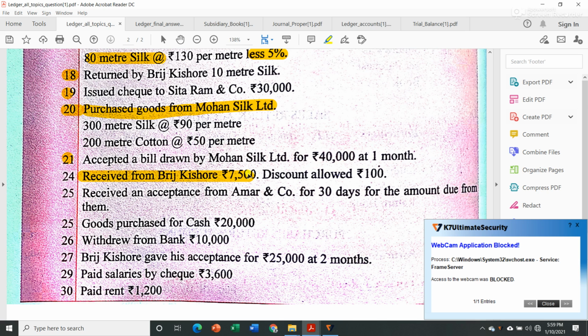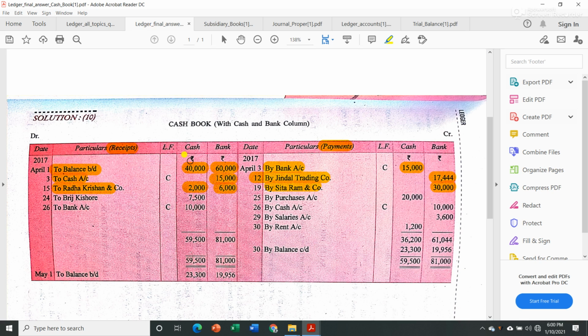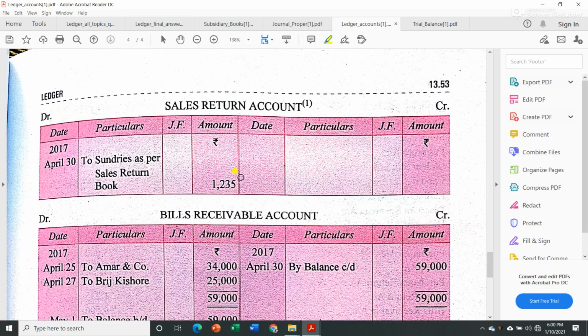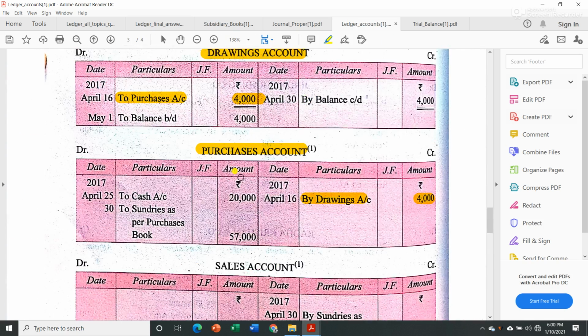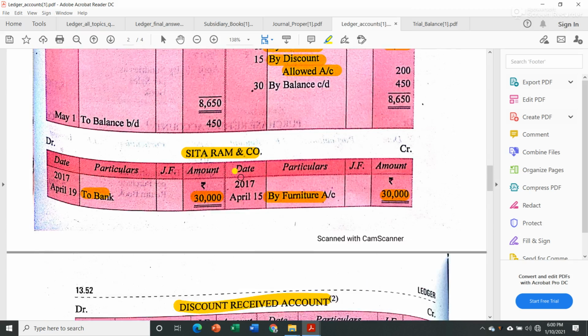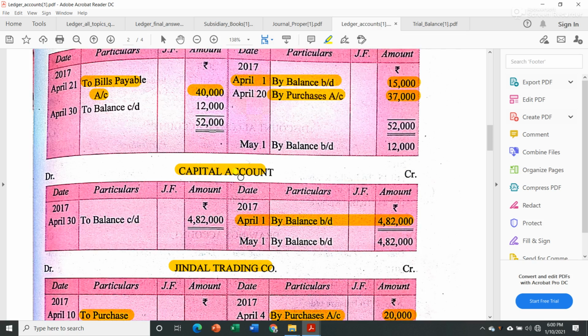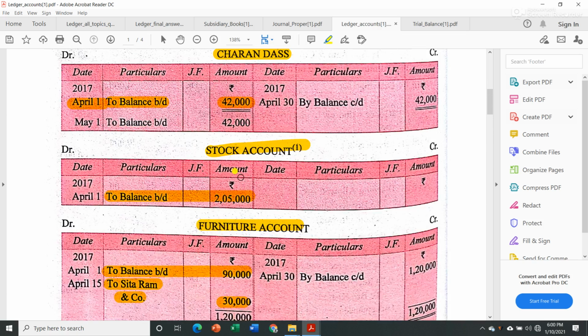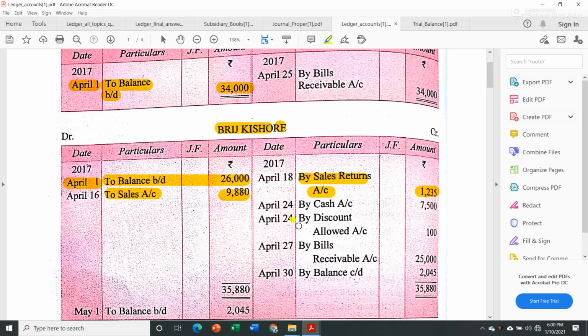Now let us see the next transaction. Received from Bridge Kishore 7,500. Means we received cash, so cash account to Bridge Kishore 7,500. Then in Bridge Kishore's ledger account, where is it? Bridge Kishore's ledger account we will write on the credit side as by cash. Okay, here Bridge Kishore we will write by cash 7,500.